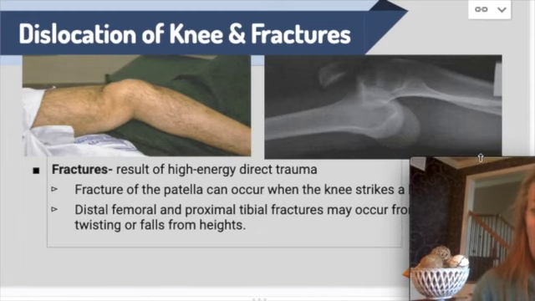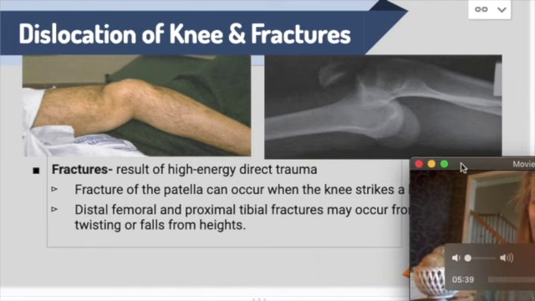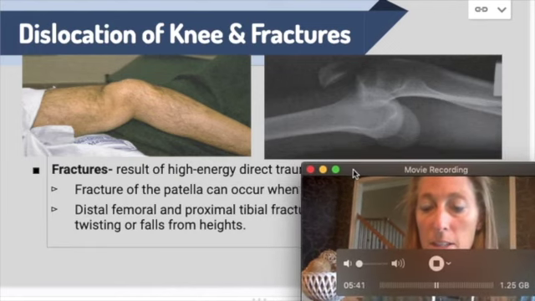This is the result of high energy direct trauma. A fracture of the patella can occur when the knee strikes, along with a distal femoral or proximal tibia fracture. So we can fracture the femur, we can fracture the tibia whenever this impacts. So it's high impact.